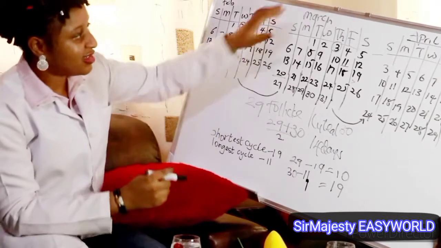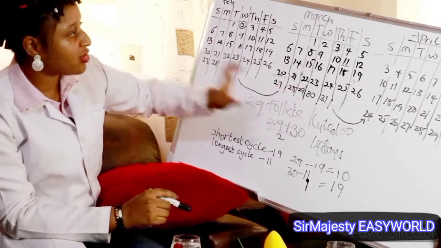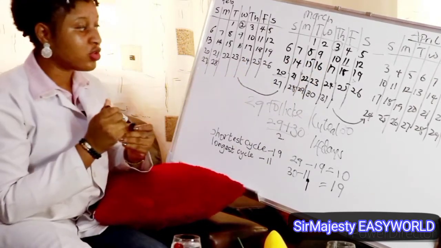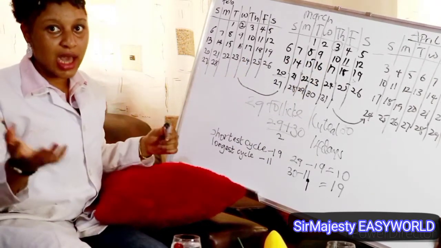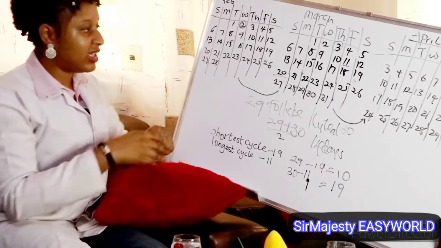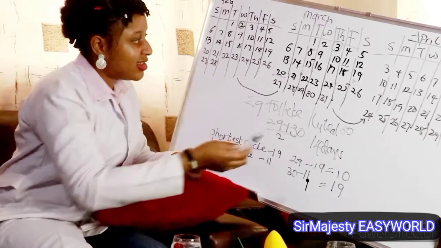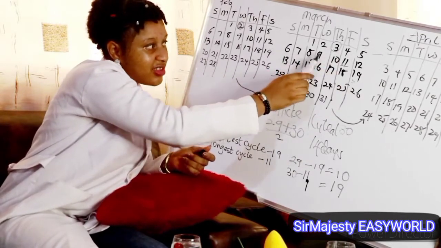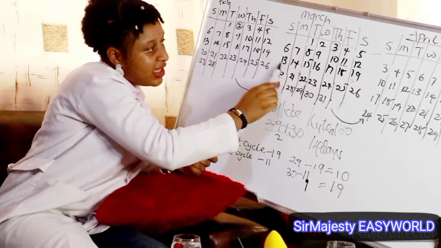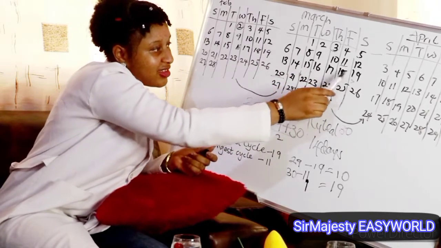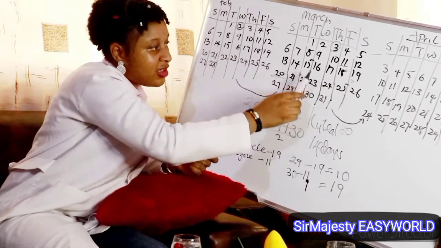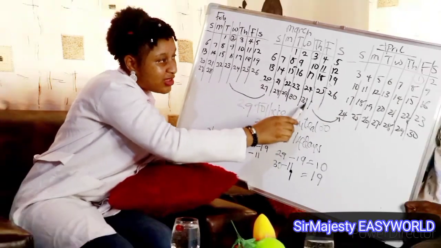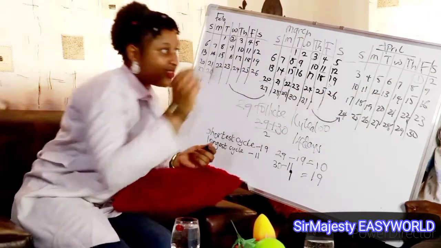So if this is my month of March, I have seen my period on the 3rd of March, and I want to know when exactly I am going to ovulate this month. So I count 30 days. Let's count together: 1, 2, 3, 4, 5, 6, 7, 8, 9, 10, 11, 12, 13, 14, 15, 16, 17, 18, 19, 20, 21, 22, 23, 24, 25, 26, 27, 28, 29, 30, and that's 30 there.